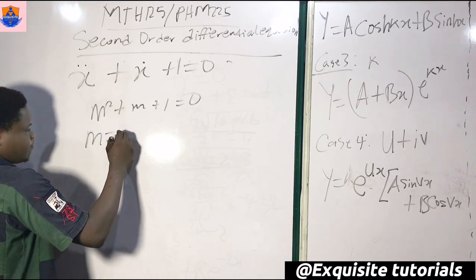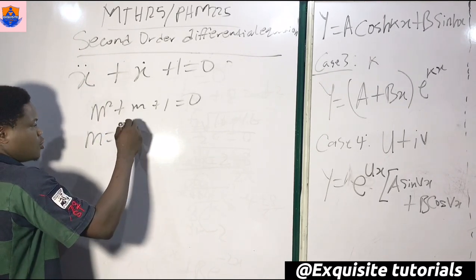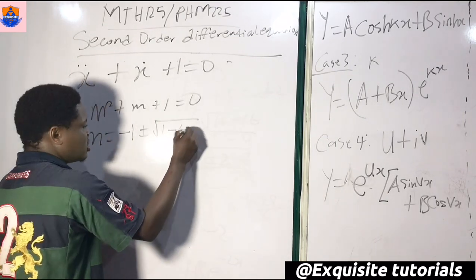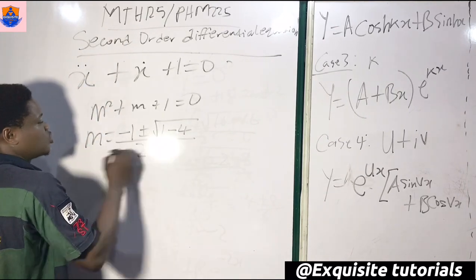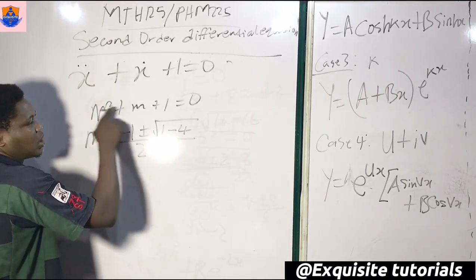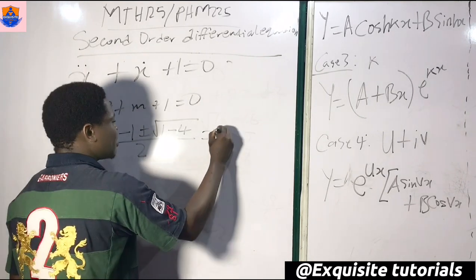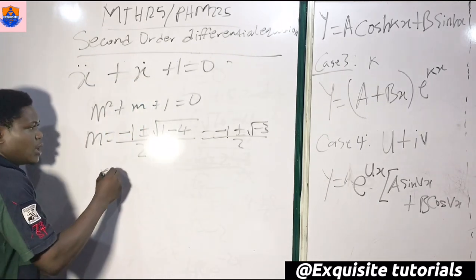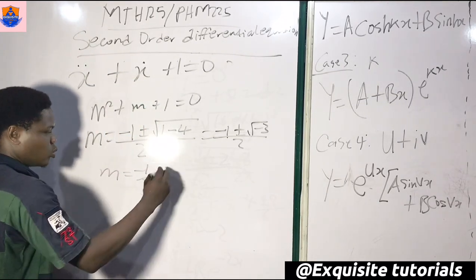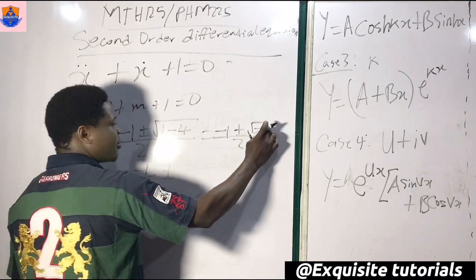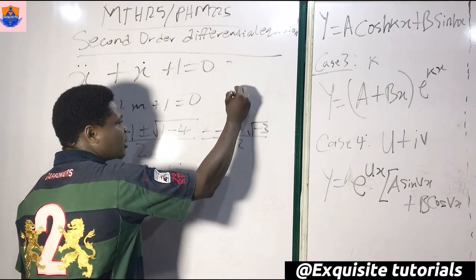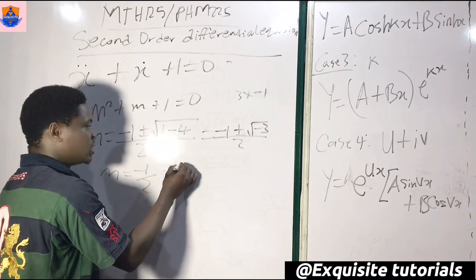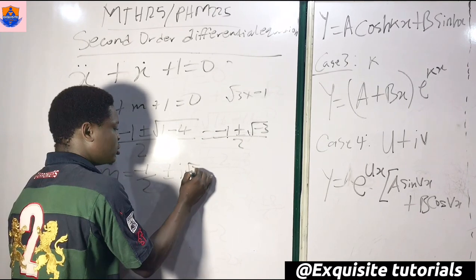This will be minus b plus or minus square root of b squared minus 4a times c all over 2a. 4 times a, which is 1, times c, which is 1. So this is minus 1 plus or minus square root of minus 3 all over 2. So m is minus 1 over 2 plus or minus, if I bring this root 3 out, I will have minus 3 as minus 1 times 3. So the square root of this minus 1 is actually the i. Then we have square root of 3 all over 2.